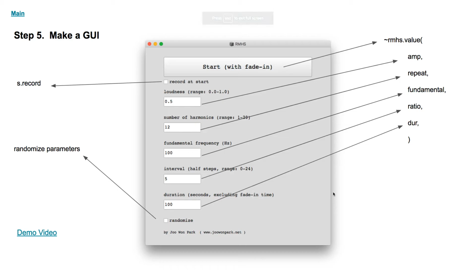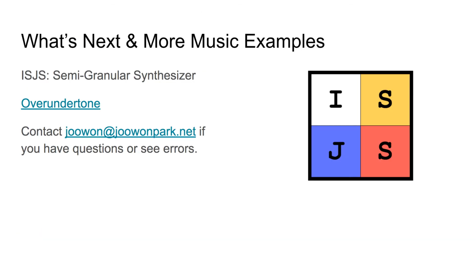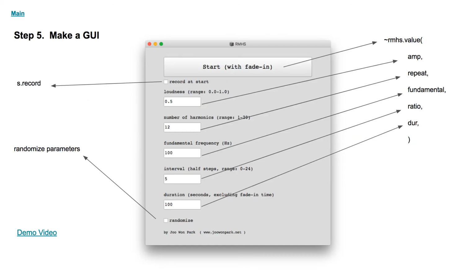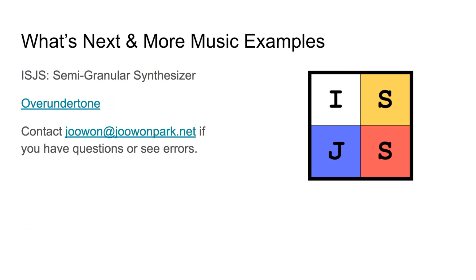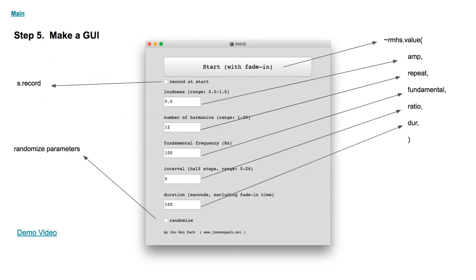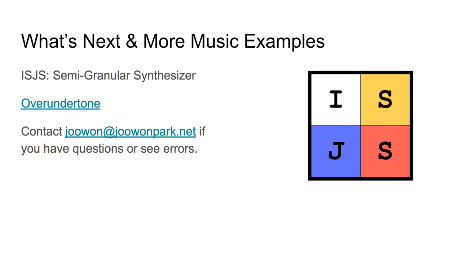And as I said at the beginning of this episode, there's a whole album worth of examples that you can listen to, and I strongly encourage you at this point to not only download and use the RMHS, but also look at the code that actually made the final product, downloadable in this episode, but also downloadable at joowonpark.net/RMHS. Okay, and that's it for this episode.